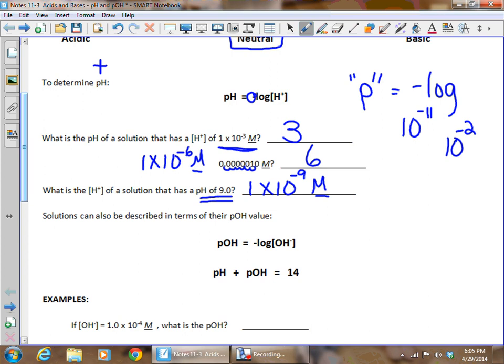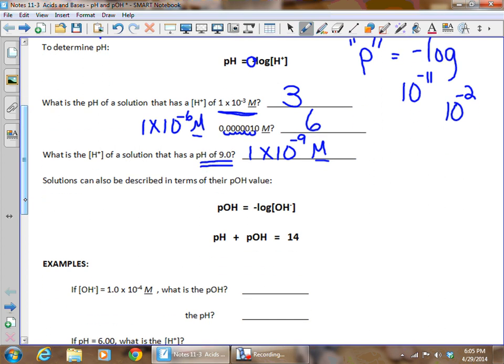Another way of looking at the strength of acids and bases is by using something called pOH. And pOH is just like pH. Remember, all you're doing when you have P in front of anything in chemistry, it stands for the negative log of it. So if we are looking for pOH, we need the negative log of the hydroxide ion concentration. And it's really important that you remember that pOH we get from hydroxide ion concentration, pH we get from hydrogen ion concentration. Very important. If you get those flipped around, you're going to get some really wrong answers.